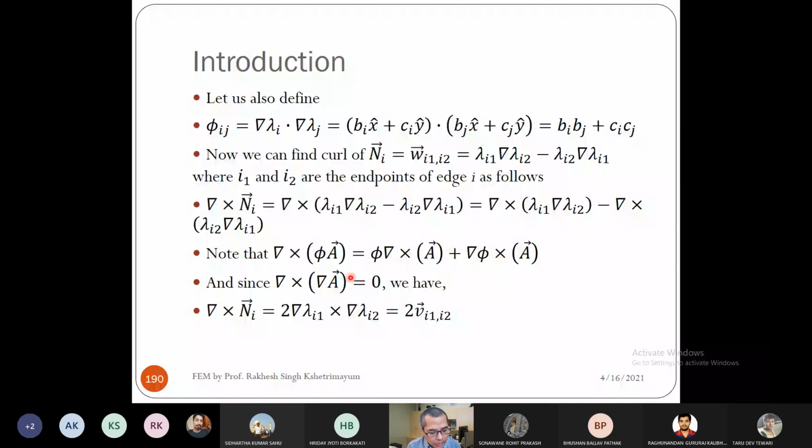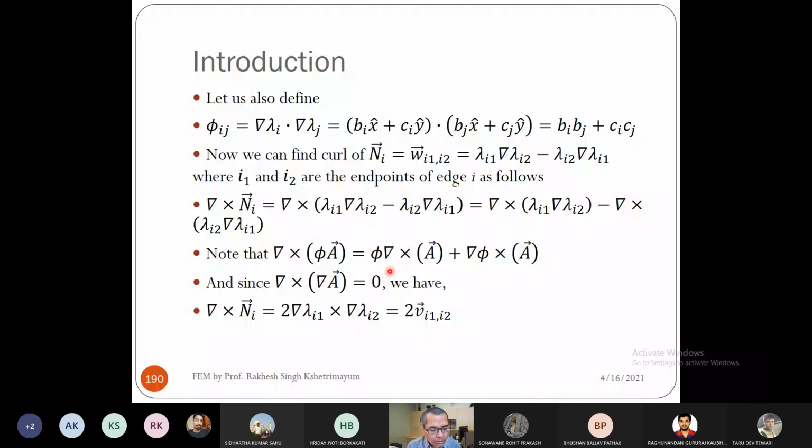So this should be a scalar quantity. This should be phi here. So this equation needs to be corrected. Curl of gradient of a scalar quantity should be equal to 0. So when you take the curl, it will give you two terms, first term and second term.